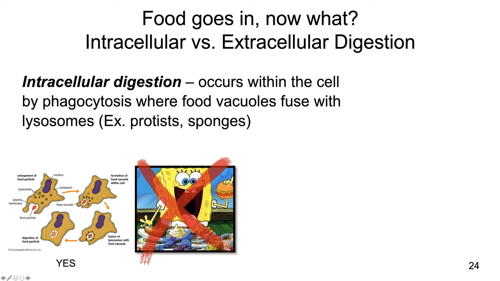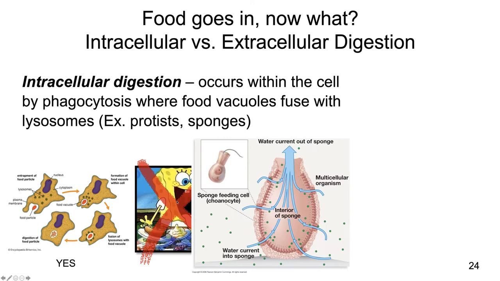So this picture of SpongeBob is really inaccurate, because SpongeBob is bulk feeding right here, and that's not how sponges eat. Sponges, remember, are a very simple type of animal, but they are in fact animals, and sponges also do this intracellular digestion through phagocytosis, okay?